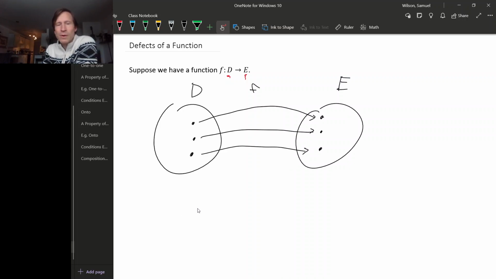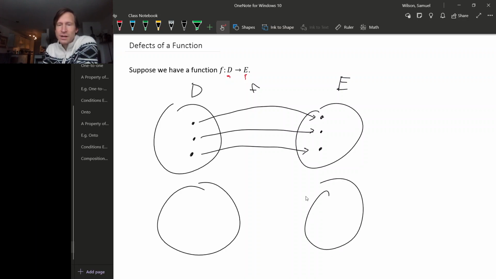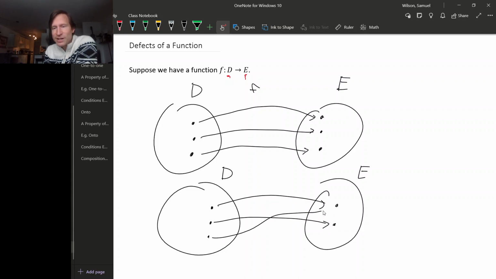Okay? But there are a couple ways that a function could be problematic. One way that a function could be problematic, so again, my domain is on the left and my codomain is on the right, is if there is one output that has more than one input that goes to it, like this, right? So this is a perfectly good function, but it turns out for some purposes having two inputs going to the same output is sort of troublesome.